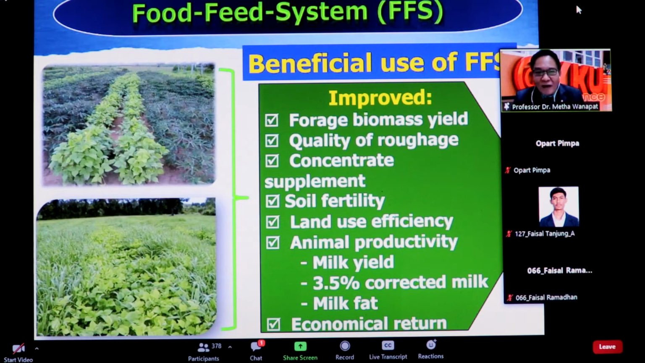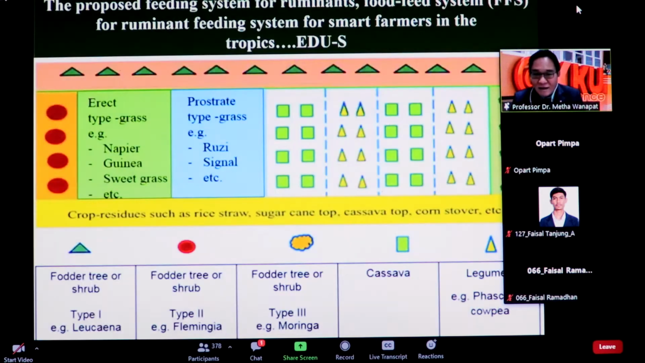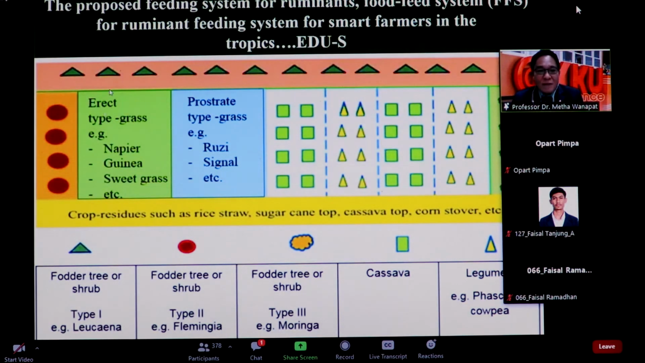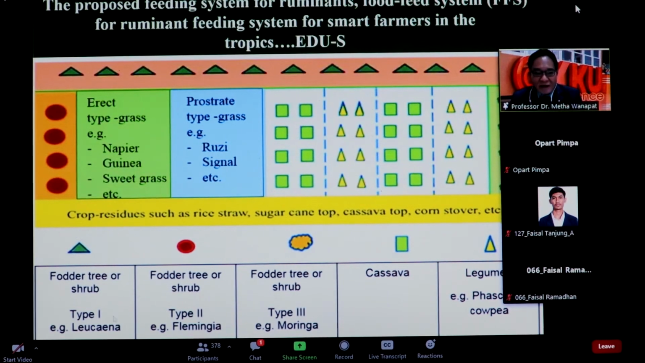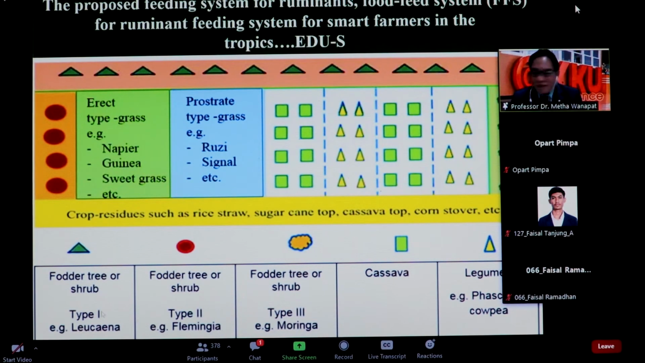Like that. The food-feed system is the benefit of mixing together the feeds that can be used by humans and the crop residues or byproducts used by the animals. Like the crop residue from leguminous crops can be utilized. For example, this is one, like in a small plot of land, the farmers can grow different kinds of fodder trees. Okay, here I have raised to you 3 kinds of fodder trees.